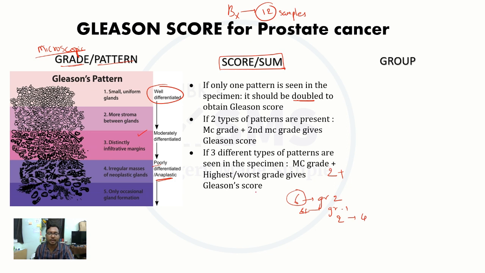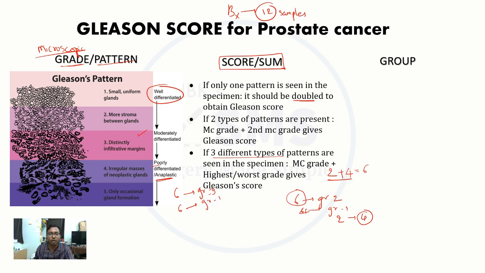What do you mean by that? Is there anything other than 2 which is like more poorly differentiated? Yes, you have. Here you have grade 4. So you need to add 4. So this is the Gleason score if you have 3 different types of patterns. So here the score will be 6. Let's say for example you have got only out of 12 samples you have received, 6 has got grade 3 and other 6 has got grade 1.